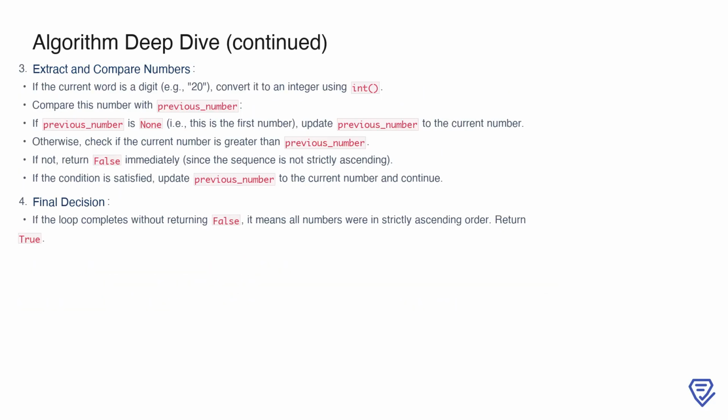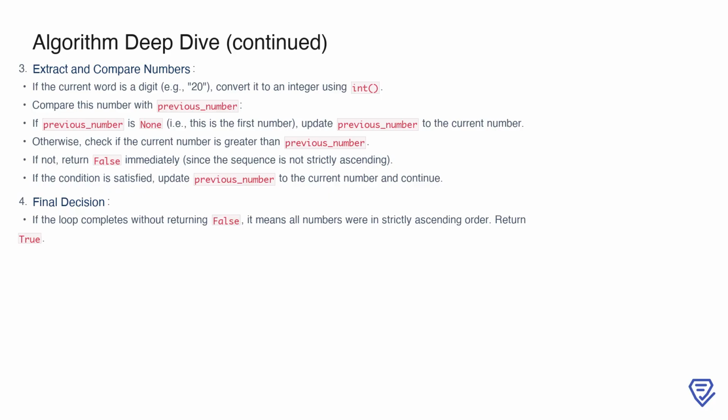Once we identify a numeric word, the next step is to extract and compare it with the previous number. If the current word passes the isdigit check, we convert it into an integer using int. Now we compare this integer with the previous_number. If previous_number is still set to None, it means this is the first number we've encountered, so we simply update previous_number to the current number. Otherwise, we compare the current number with previous_number to ensure it is greater. If it is not greater, we return false immediately since the sequence is no longer strictly ascending. If the condition is satisfied, we update previous_number to the current number and continue to the next word.